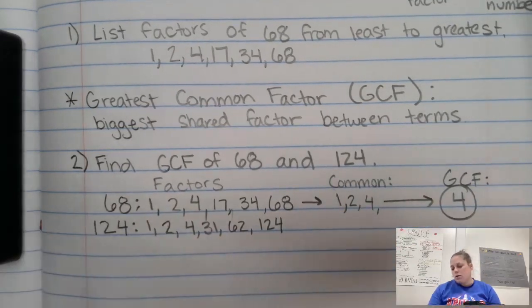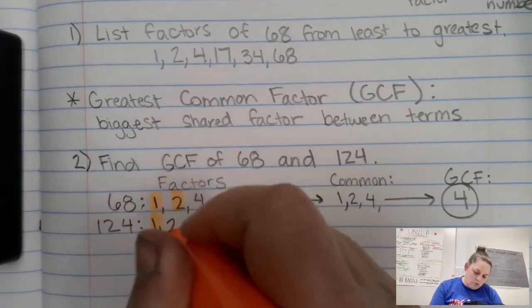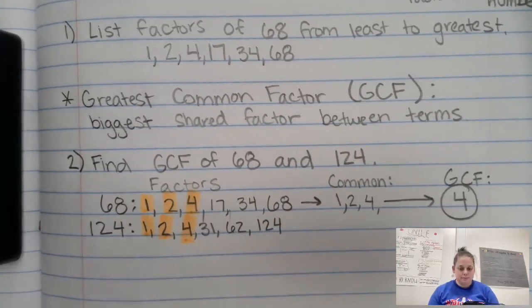Okay, one other way you could do this is we could highlight. So we have a 1, 1, 2, 2, 4, 4, and then we have nothing else, so that's it.